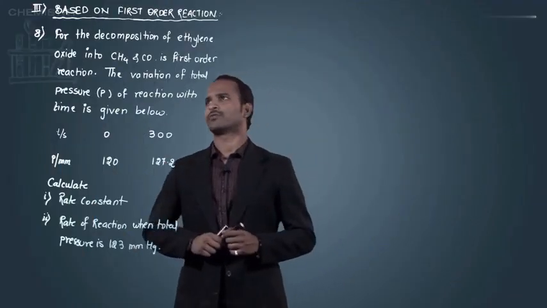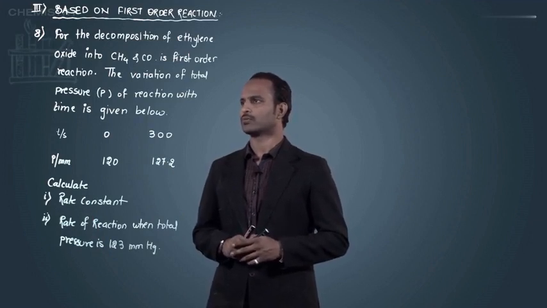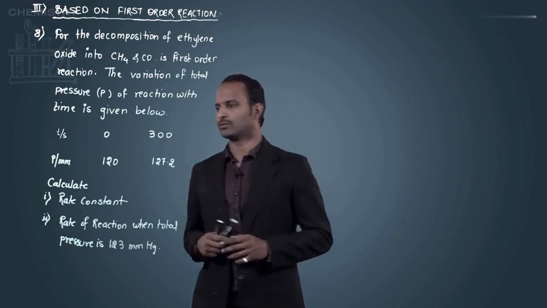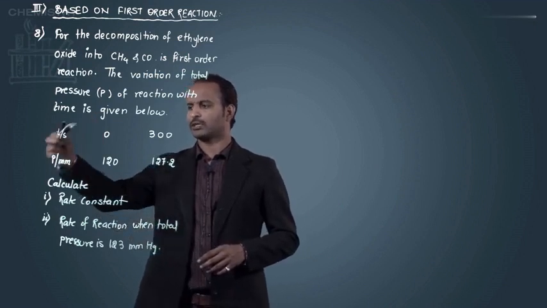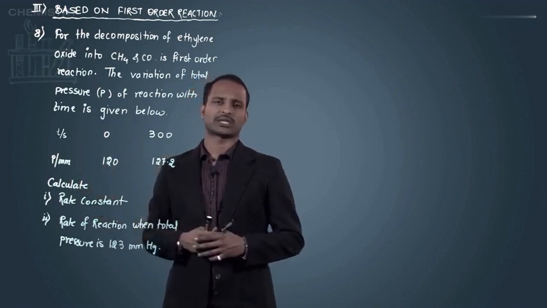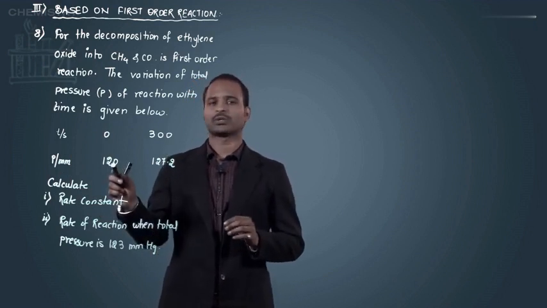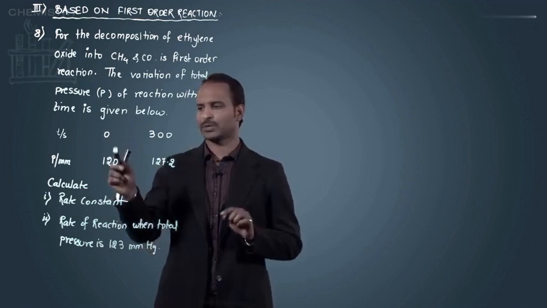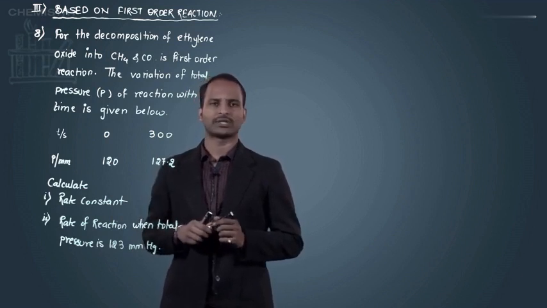Now the next question: the decomposition of ethylene oxide into methane and carbon monoxide is a first order reaction. The variation of the pressure of the reaction with the time is given below. The time is 0 second and 300 seconds, and the pressure is given. When the time is 0 second, the pressure is 120. Time is 0 second means the reaction has not started. That means the container is containing only reactant. So this total pressure is nothing but the pressure of reactant, and it is going to be the P naught, that is pressure at 0 time. And after 300 seconds, the pressure is 127.2.